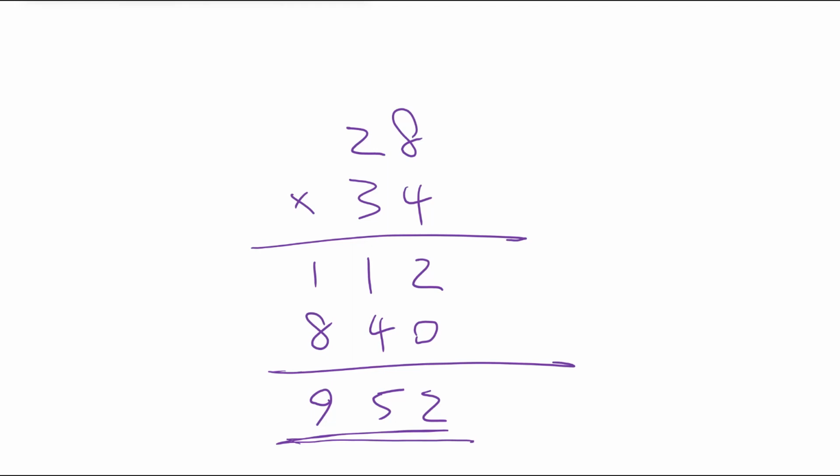Now, just to iterate, our first step was to multiply the 4 by the 8, and then we multiplied the 4 by the 2. And then we multiplied the 3 by the 8. And then we multiplied the 3 by the 2. But remember, that 3 was in the tens column, so we started with our 0 there first, so that we could actually do the multiplication from the tens column.